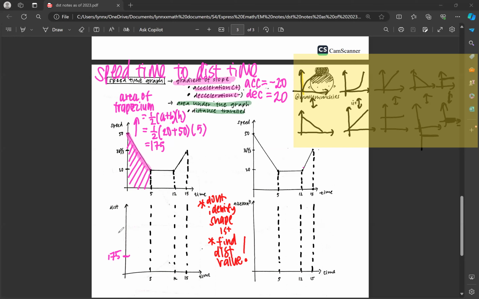So far so good? Copy everything. And don't forget to copy the one in red. Very important. Once you're ready, let's move on to the next part, in orange.